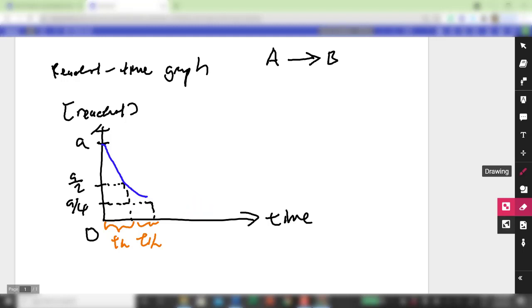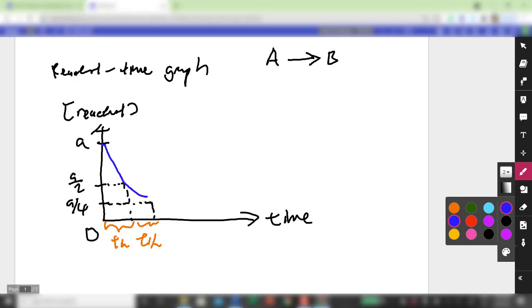Then what should you do? What you could do is find non-consecutive t half. So maybe I can check out a point here, maybe this is 0.9A. Then I will check out this point, and then I will check out another point, maybe somewhere here.